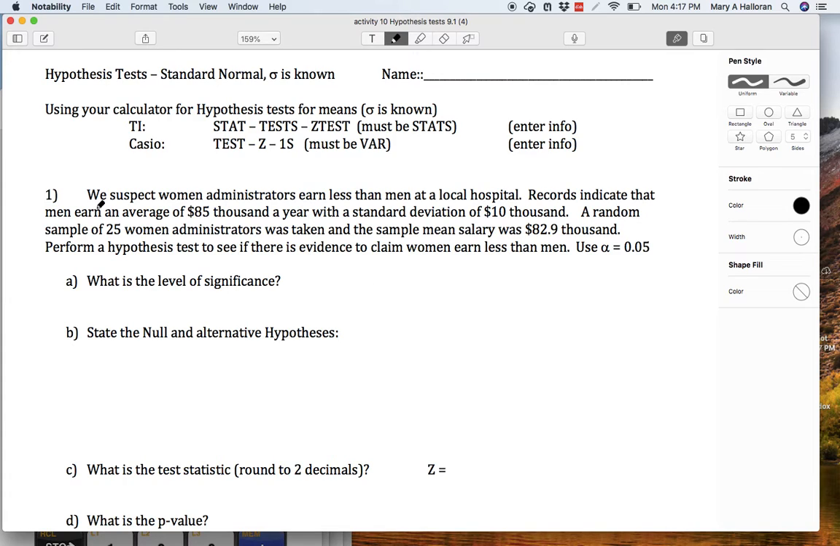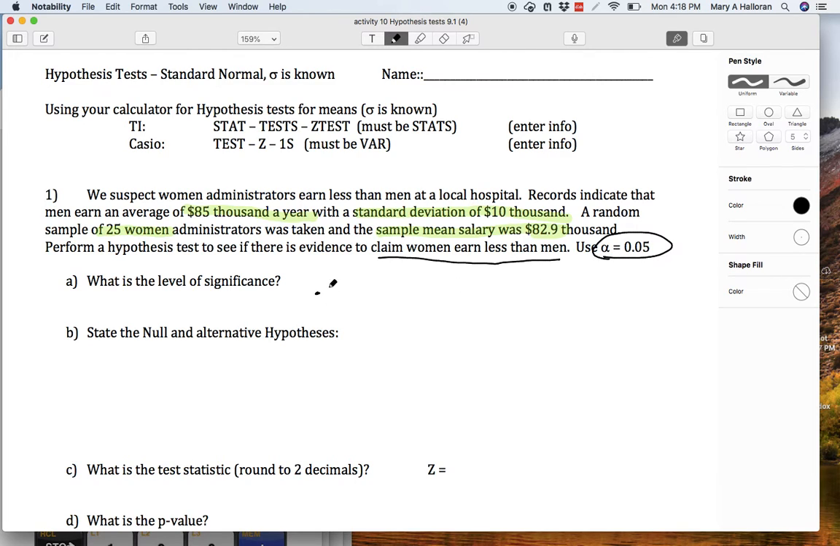So for this problem, we suspect women administrators earn less than men at a local hospital. Records indicate men earn an average of $85,000 a year with a standard deviation of 10,000. A random sample of 25 women administrators was taken and the sample mean was 82.9. Perform a hypothesis test to see if there's evidence to claim women earn less. They say alpha is 0.05.